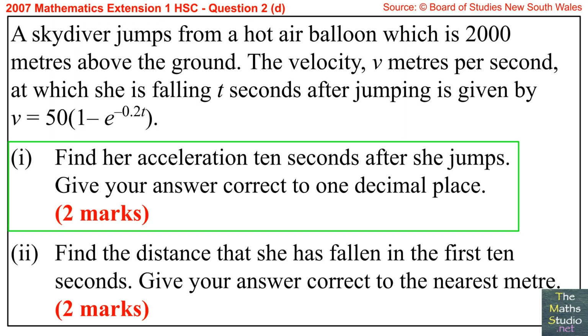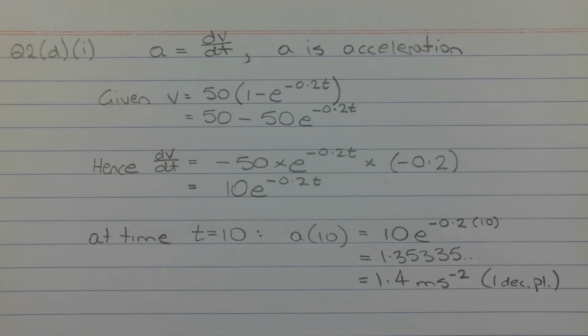Part 1. Find her acceleration 10 seconds after she jumps. Give your answer correct to 1 decimal place. The acceleration a is found by differentiating the velocity equation with respect to t.